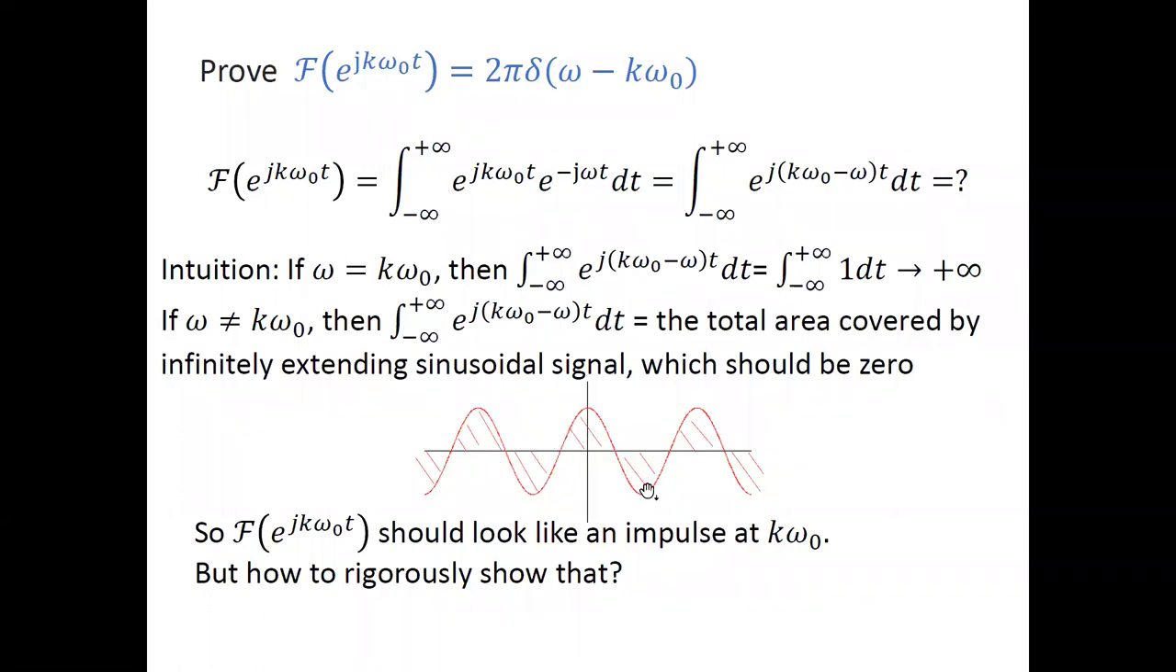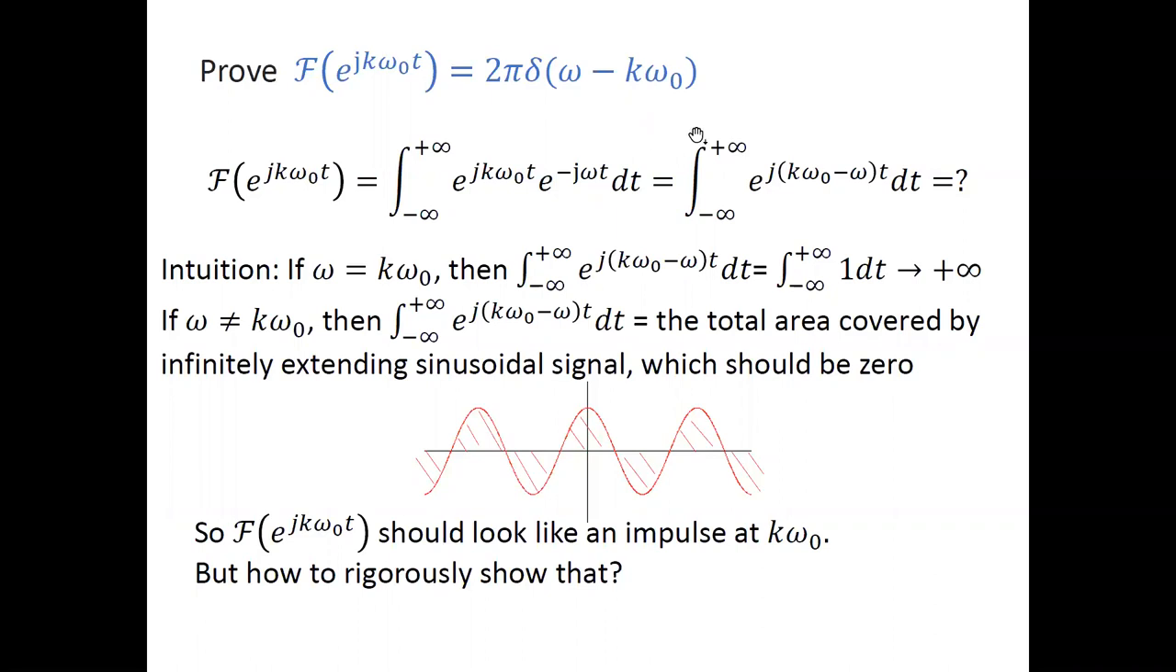When we try to calculate the integral of the cosine signal over minus infinity to plus infinity, it is like counting the total area covered by this infinitely extending cosine signal. Because of the symmetry, everything below the horizontal axis is counted as a negative number. Because of this symmetry and the cancellation of positive and negative numbers, intuitively this integral should be zero. But it's just intuition. So it tells us that when omega is k omega_0, we have something that spikes up to plus infinity. Everywhere else, when omega is not k omega_0, the result is zero. So the structure of this integral looks quite like an impulse that occurs at k omega_0, right? That's why it has the format delta of omega minus k omega_0.